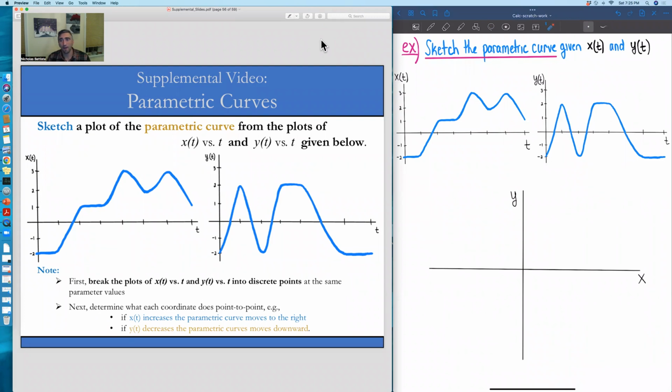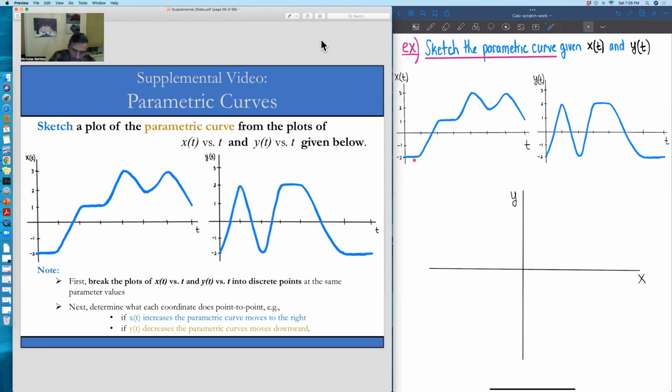So the first thing that I do in these types of cases when I'm given plots of x versus t and y versus t is I want to discretize that curve into a collection of individual points. So more or less what I'm going to do is plot the parametric curve point by point. In order to do that, the first thing that I do on the xy plane is look for the minimum value in x, the max value in x, the minimum value in y, and the max value of y, just so I can make the appropriate tick marks on the xy plane.